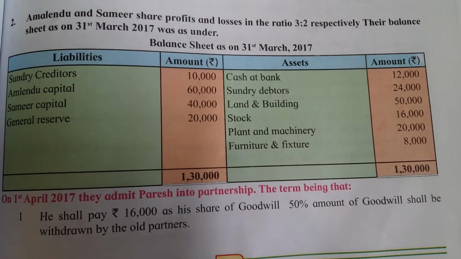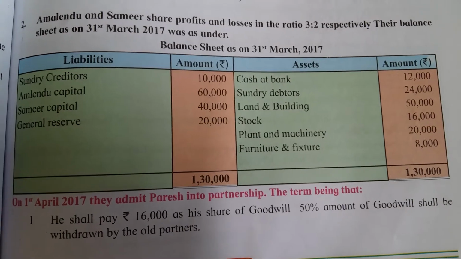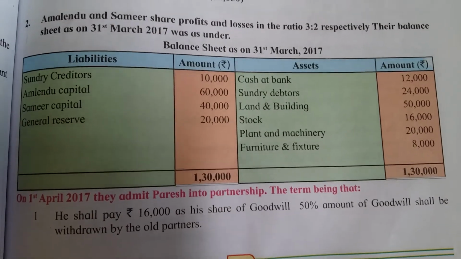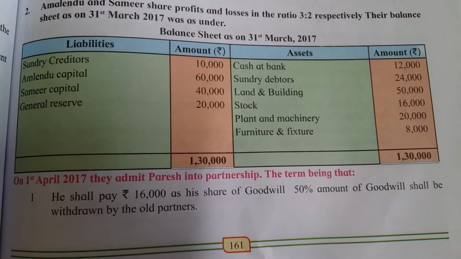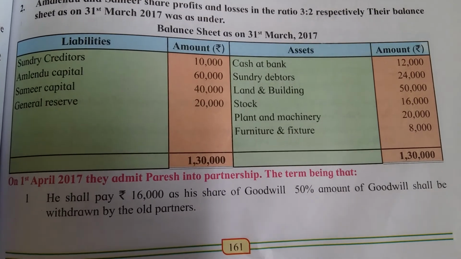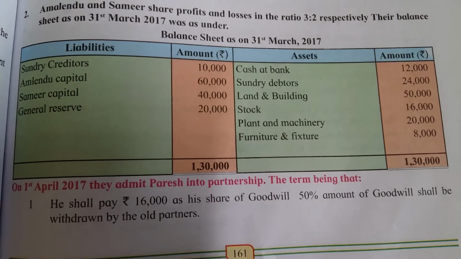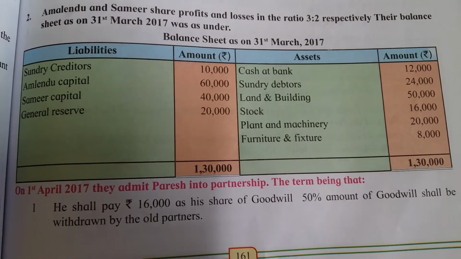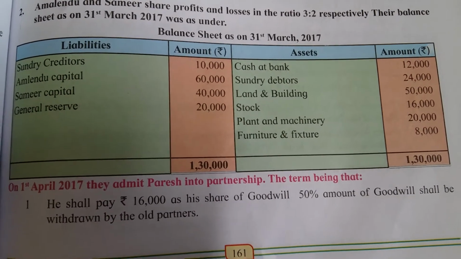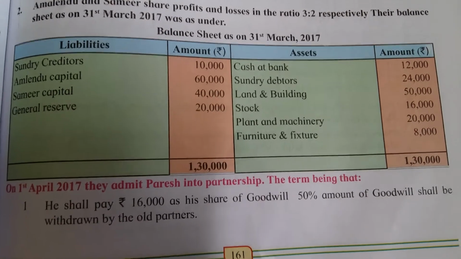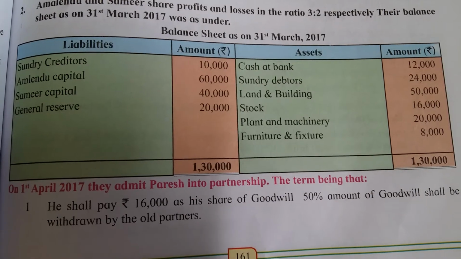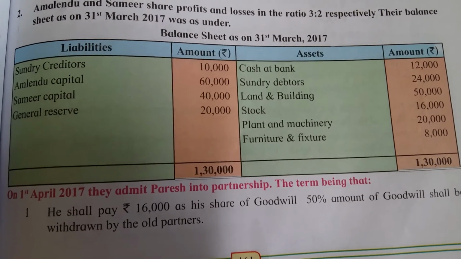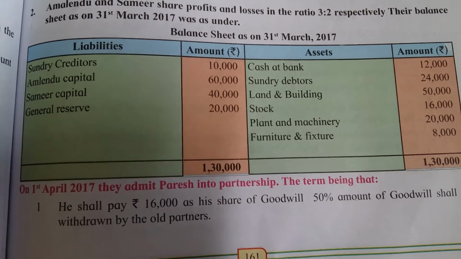Now on the asset side, all the assets are given. On the liability side, all the liabilities are given. Now see what the adjustments are. On 1st April 2017, they admit Paresh as a partner. The balance sheet is given on 31st March 2017, and the next day, the new year of the accounting, the new year of the business, that is 1st April 2017, the new partner Paresh joined the business.